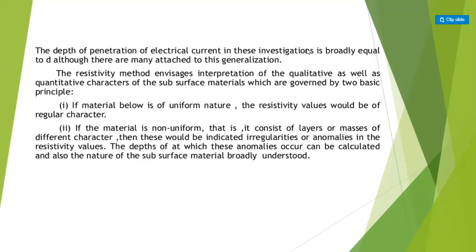The resistivity method envisages interpretation of the qualitative as well as quantitative characters of the subsurface materials, which are governed by two basic principles. If the material below is of uniform nature, the resistivity values would be of a regular character. If the material is non-uniform, that is, it consists of layers or masses of different character, then irregularities or anomalies would be indicated in the resistivity values. The depths at which these anomalies occur can be calculated and also the nature of the subsurface material broadly understood.